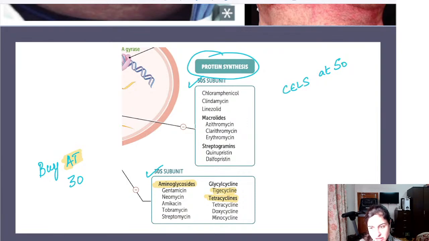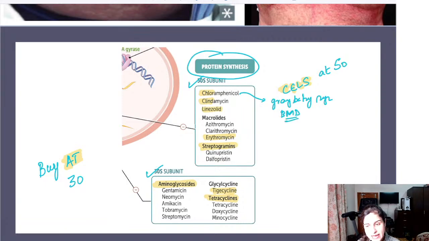Then cells at 50, उसके लिए C आपका chloramphenicol, clindamycin, ठीक है. Your E is basically erythromycin, L is linezolid, S are your streptogramins. So remember cells at 50. Remember this spelling, CELS. Cells at 50, protein synthesis. So ये you should 30 पे कौन, 50 पे कौन, that is important to know. Then certain important points are chloramphenicol associated with gray baby syndrome, ठीक है, and it is associated with bone marrow suppression.